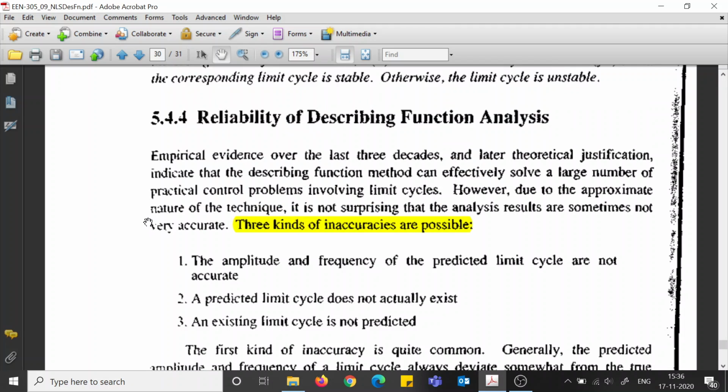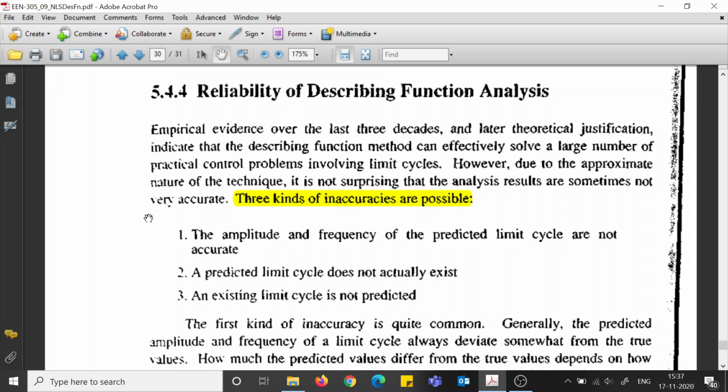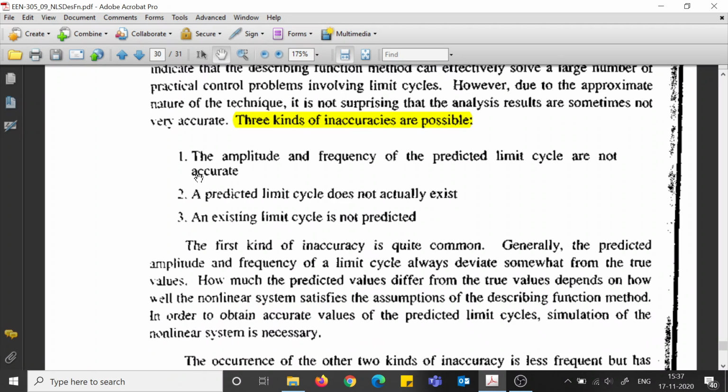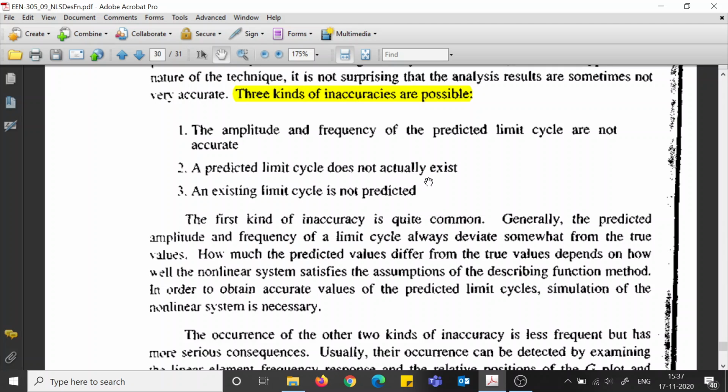It has been found out heuristically that we can rely on it, but of course some inaccuracies are possible. What sort of inaccuracy? The amplitude and frequency of the predicted limit cycle are not accurate. The predicted limit cycle does not actually exist. This might also be the situation.